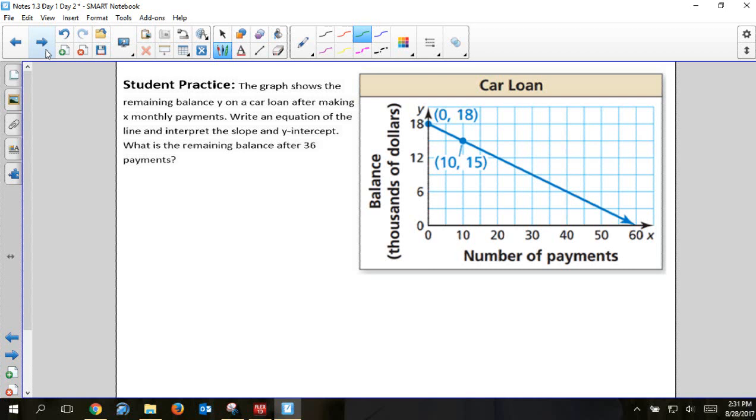All right. So we're going to write an equation of the line and interpret the slope and the y-intercept, and then find the remaining balance after 36 payments. So we'll do that for a second. Let's do the line. My equation for a line is point slope form: y minus y1 equals m times x minus x1.